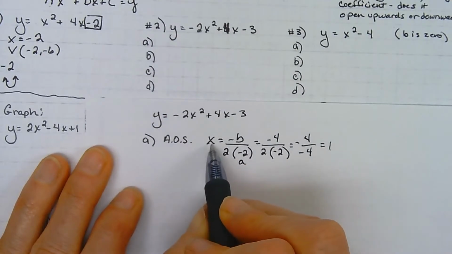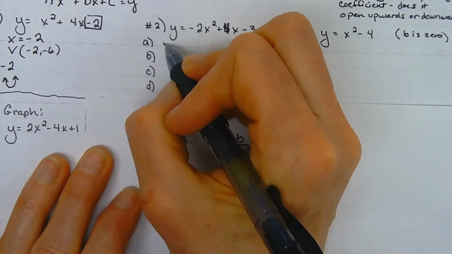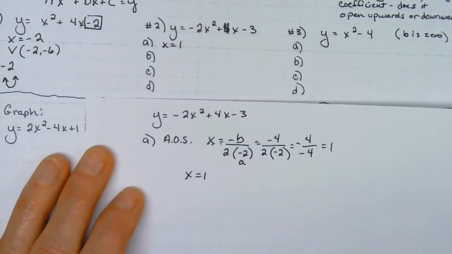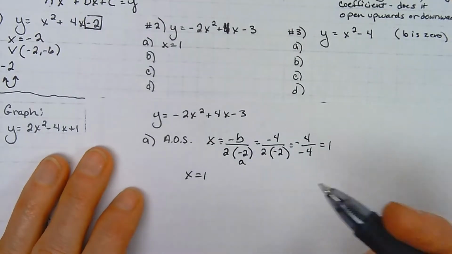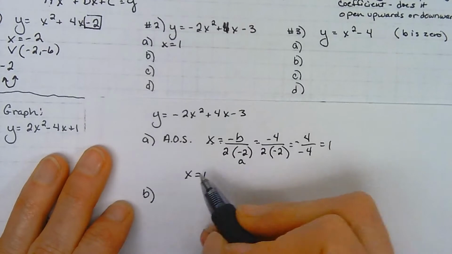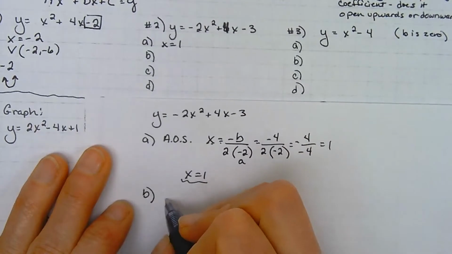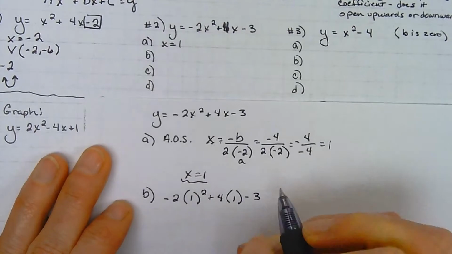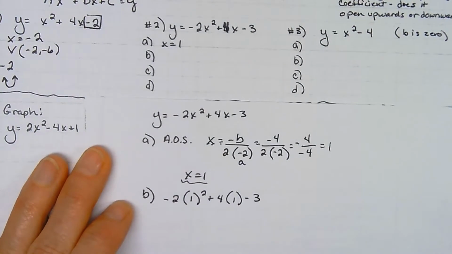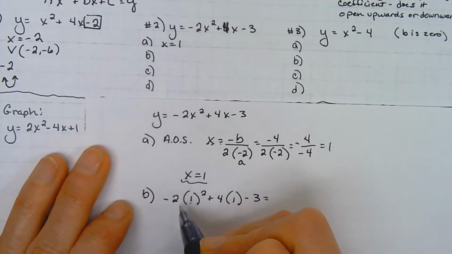The axis of symmetry is going to be found at x equals 1. That's the equation for it. X equals 1. That is the equation for the line that divides the parabola into two equal symmetric portions. B, we take that value of x equals 1 and put it into our function. Negative 2 times 1 squared plus 4 times 1 minus 3. And let's see what we get out. 1 squared is 1. 1 times negative 2 is negative 2.